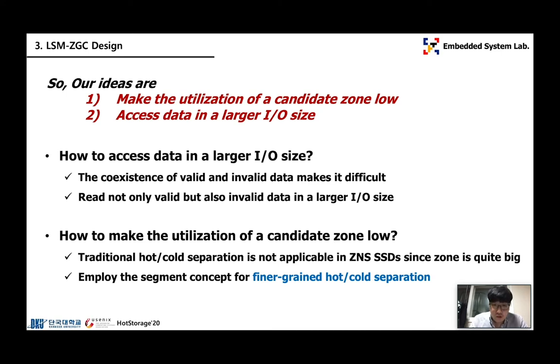One of the good solutions for this problem is hot-cold separation. By the way, the traditional hot-cold separation is not applicable in ZNS SSD, since the zone size is quite big. Assume that there is some range of hot and cold data in the SSD. When the management group size is small, we can segregate hot and cold data into separate groups. However, when the group size is big, hot and cold data are co-located in a group, making it difficult to isolate them. Hence, in this study, we reuse the segment concept for finer-grained hot-cold separation.